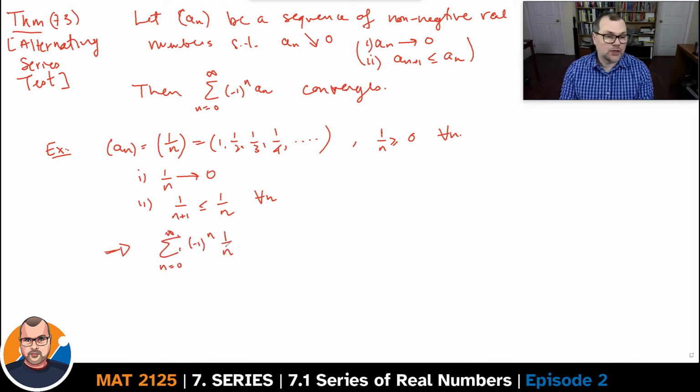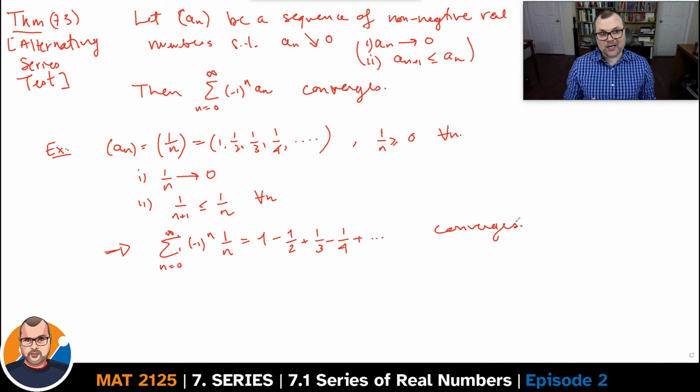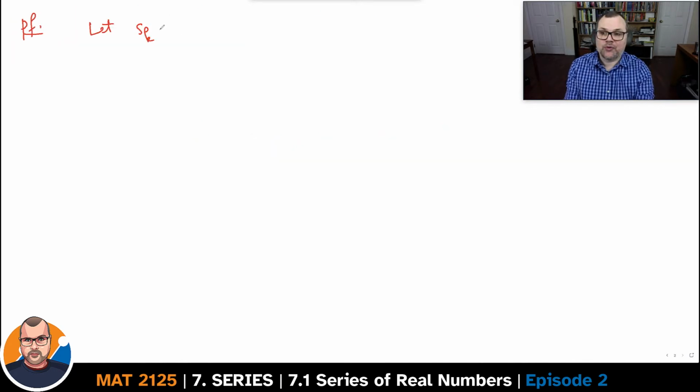Hence, (-1)^n times 1 over n would be 1 minus 1/2 plus 1/3 minus 1/4 and so forth, and this converges. And we'll be able to say a little bit more about where the value to which it converges resides. But for now, let's actually provide a proof. We're going to let S_k represent the partial sum of the series from 0 to k.